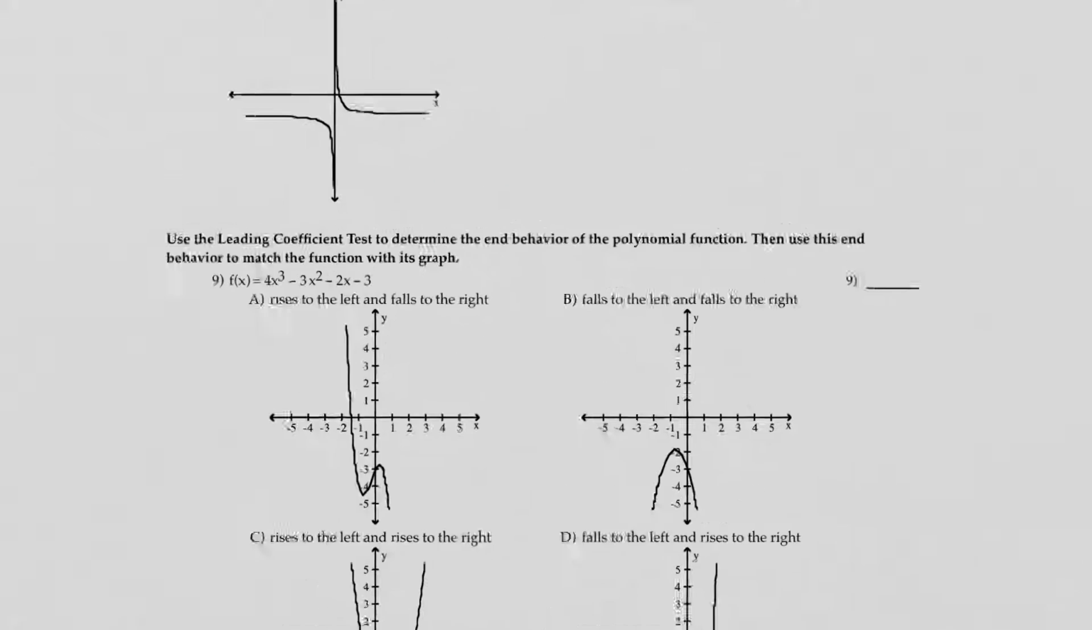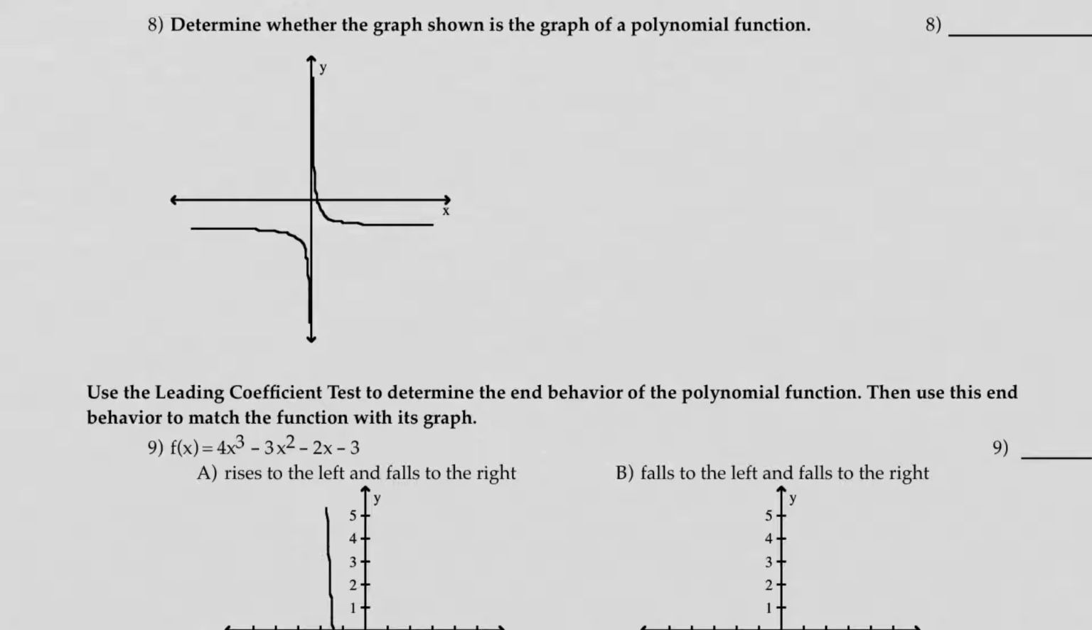Let's take a look at number 8. There's definitely a vertical asymptote here. And so this is not a polynomial. So vertical asymptote, not a function. Not a polynomial function.